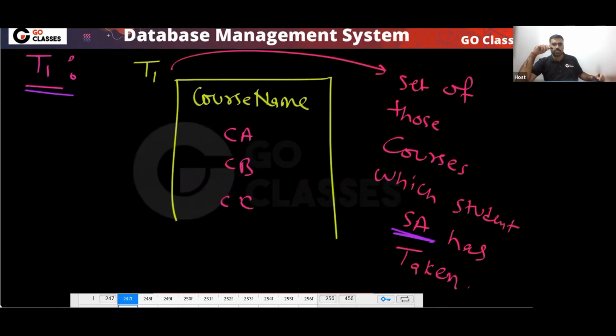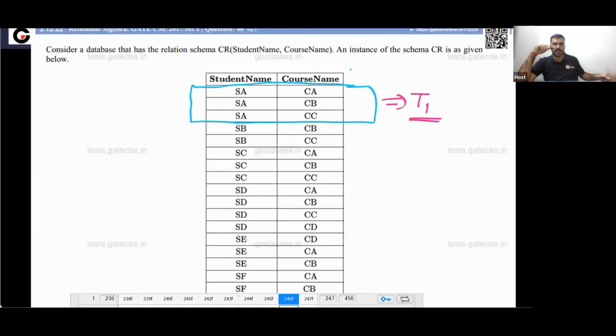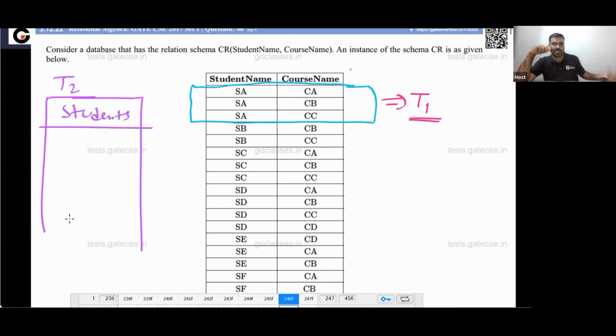Now tell me the answer. Who are those students who have taken CA, CB, CC in T2? SA will be there, of course, because SA has taken CA, CB, CC. What about SB? SB will not be there. He has not taken CA. SC.